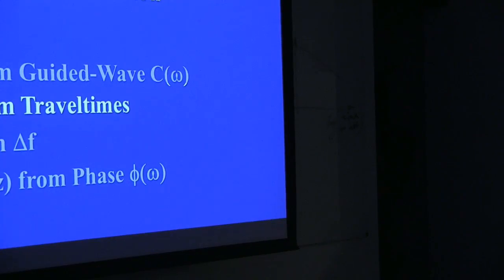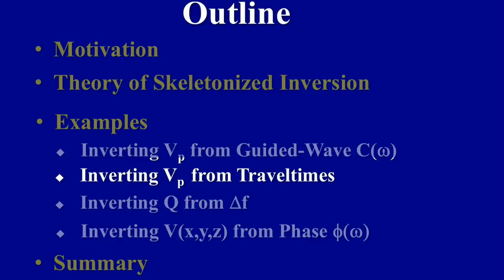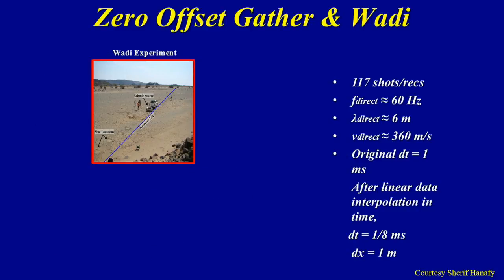Okay, let's go to an example of inverting VP travel times, first arrival travel times. This is a picture of our experiment in Saudi Arabia. We have a seismic source along this long blue line here, which is a receiver line. You can see the parameters, 117 shots. We shot at each receiver. There are 117 receivers. This is called a wadi.